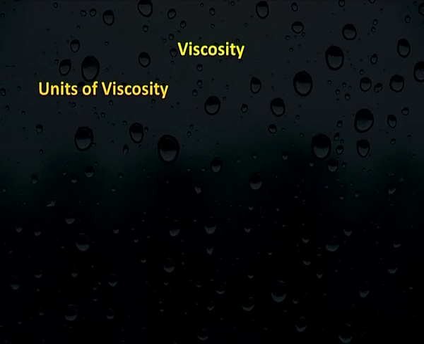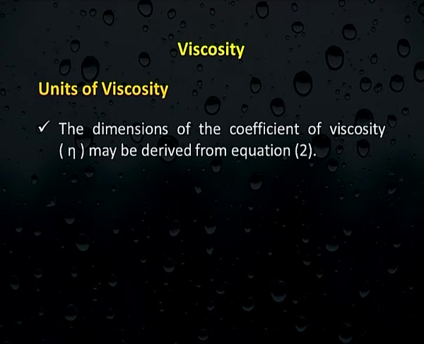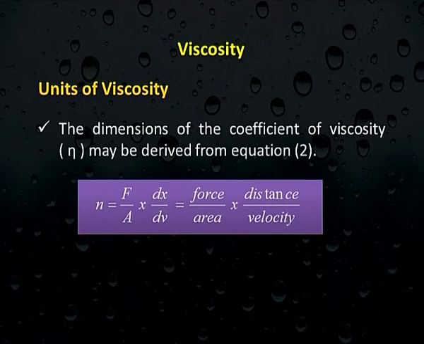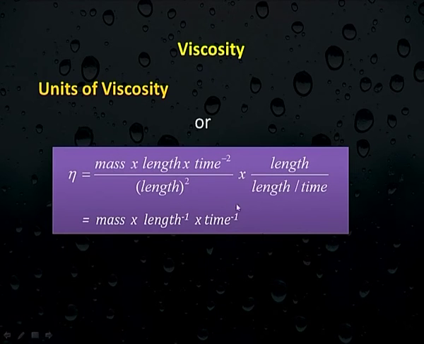Now, coming to the units of the viscosity. The dimensions of the coefficient of viscosity eta may be derived with the help of the same equation. If we put F equal to force, A equal to area, and then distance and velocity, finally we will arrive at this equation. Force means mass into length into time to the power minus 2, area means square of the length, and then here velocity and distance. So, overall units of viscosity will be mass into length inverse into time inverse.